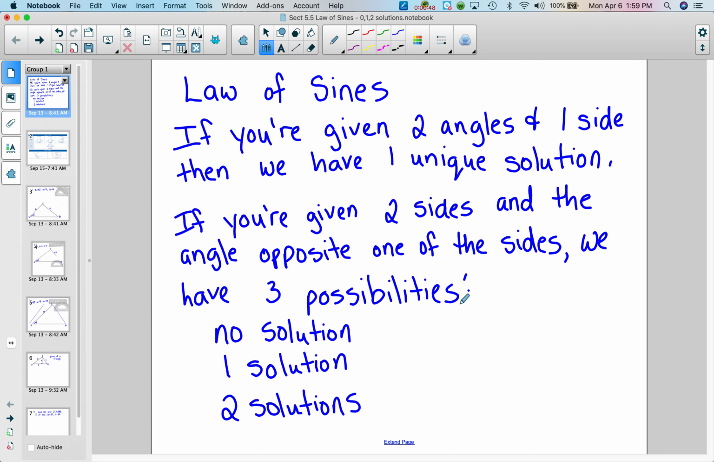If you're given two sides and you're given the angle opposite one of the sides, then you actually have three possibilities. Maybe there's no solution. Maybe there's one solution. Maybe there's two solutions. Now, this is the case that will be the trickiest. When there's no solution, it's not a big deal, because when you try and evaluate the problem, you'll get an error on your calculator. When you have one solution, you'll get the solution. It's when you have two solutions that you have to do a little bit of work to figure it out.